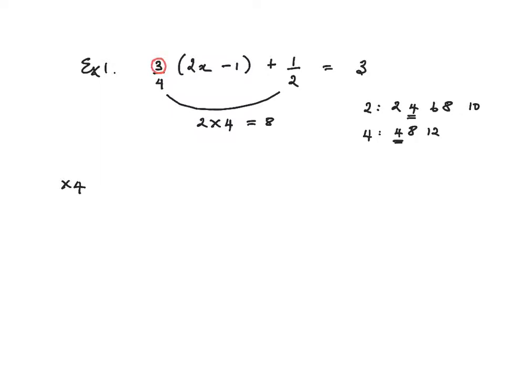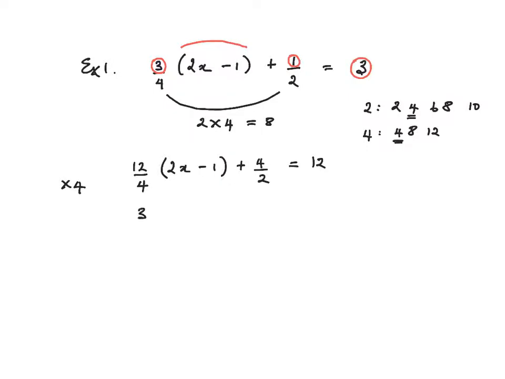I multiply the 3. Remember, I don't multiply this bracket here because that bracket is part of the term, and multiplying the 3 by 4 serves to multiply the whole term. I'm going to multiply this 1, I'm going to multiply this 3. So 4 times 3 is 12. The bottom line does not change. The bracket doesn't change. 4 times 1 is 4. 4 times 3 is 12.